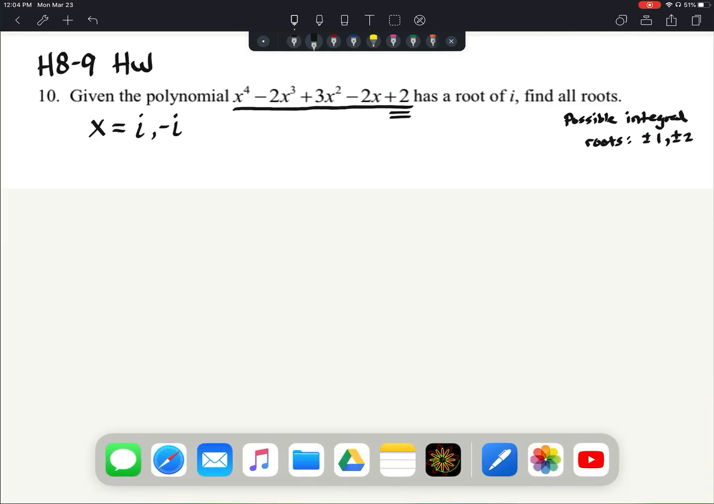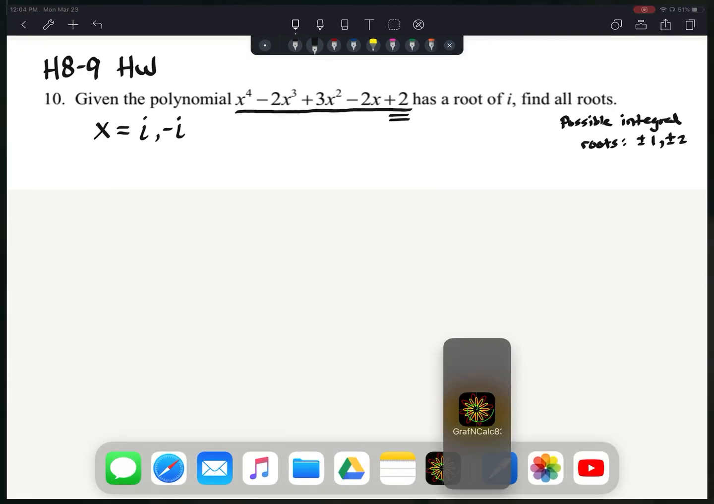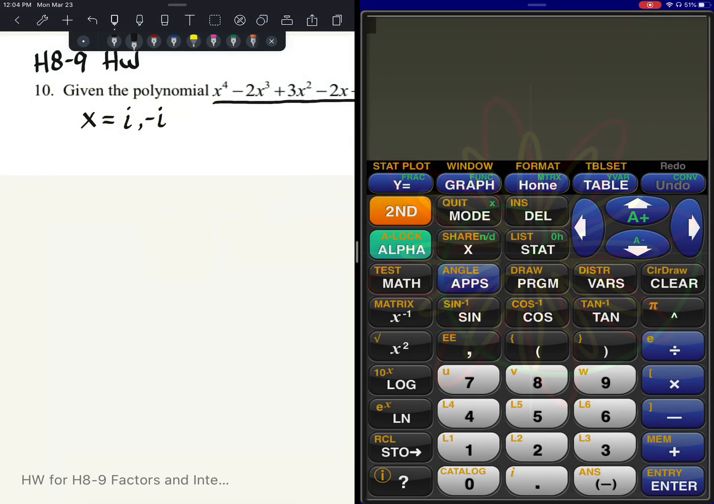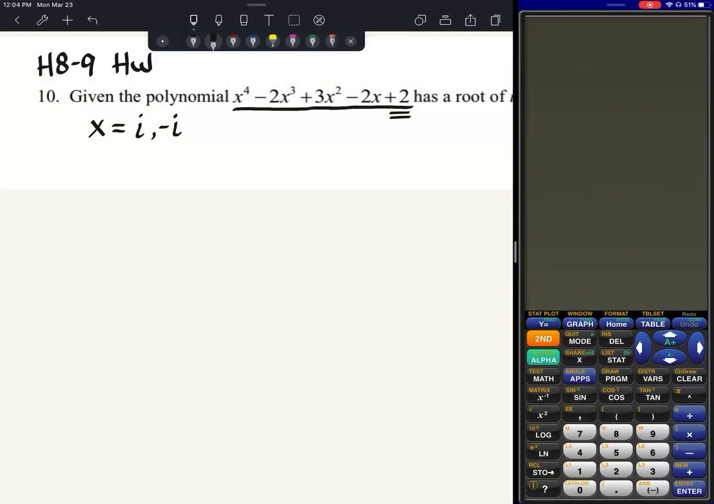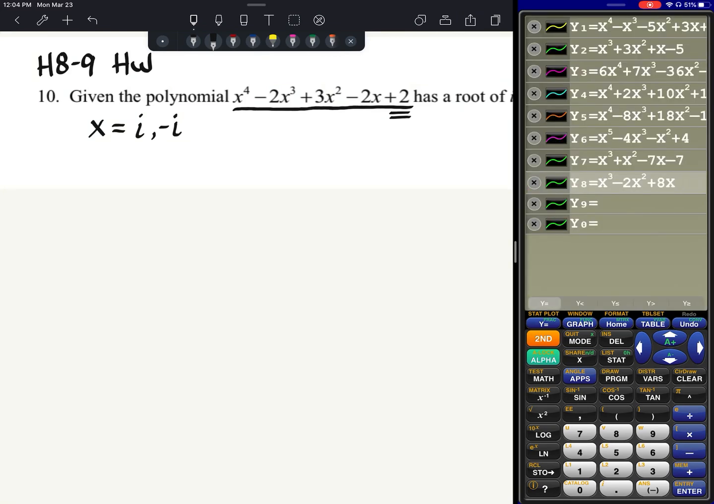So let me bring up my graphing calculator for a second. I'll just move it over. All right, so if I go in here and say x to the fourth, and then we have minus 2x to the third, then we've got plus 3x squared minus 2x plus 2. And then we graph it here.